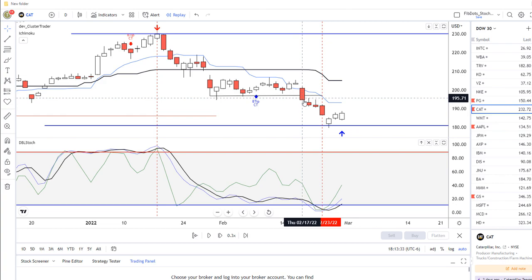See this big red candle? And it closed all the way at the lows of this candle. And these lows took out the prior 1, 2, 3, 4, 5, 6, 7, 8, 9, 10, 11, 12, 13, 14, 16 days of data. That's 3 weeks of trading, because there are 5 daily bars per week.